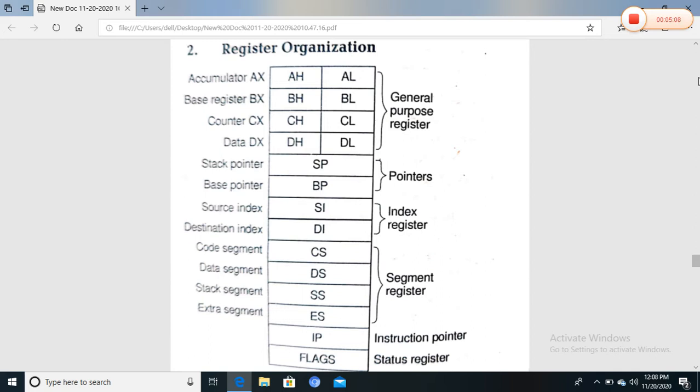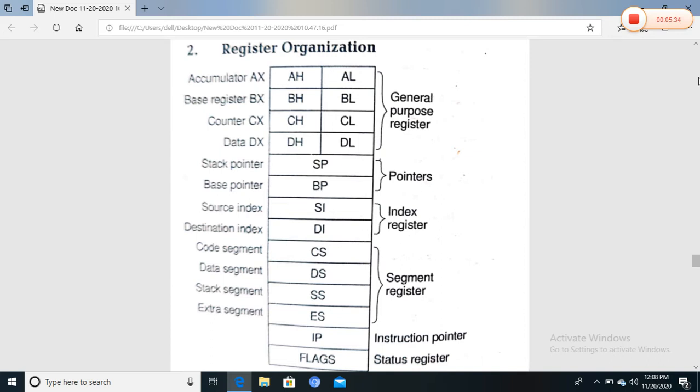Next is the counter register, CX. This counter register is used for the string instructions, and the microprocessor uses the CX register as a 16-bit counter. Similarly, this counter is used for the rotate and shift instructions. In the next chapter we will study those instructions. For that, this register is used as a counter register.